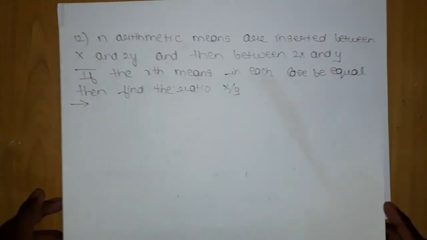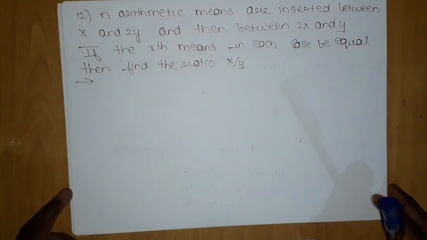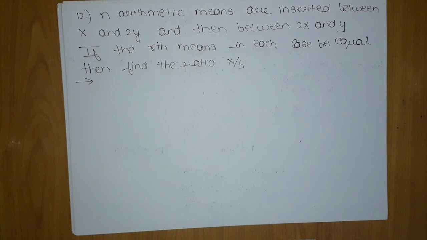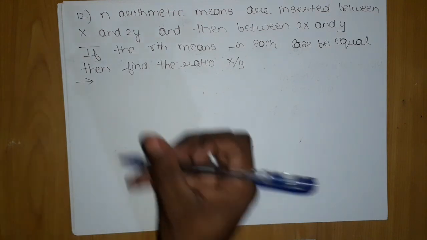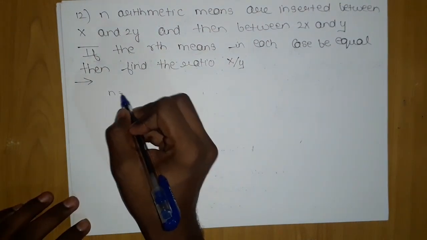Okay, so let's move on to the last question of this lecture, which says if n arithmetic means are inserted between x and 2y, and then between 2x and y, if the arithmetic means in each case are equal, then find the ratio of x by y. So n arithmetic means are inserted in both cases. Now my n is n only.